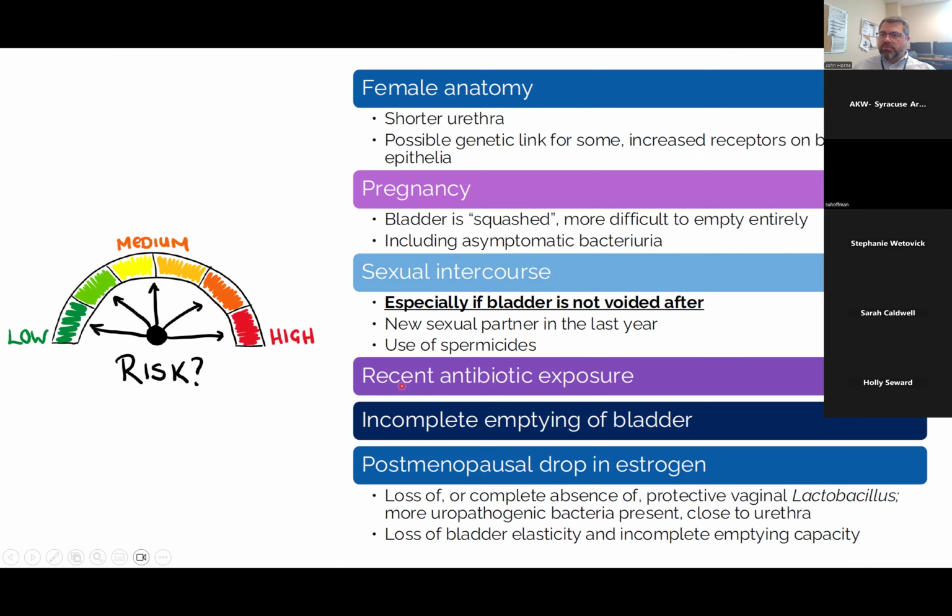someone for asymptomatic bacteria. If someone's treating a person for asymptomatic bacteria, it puts them at risk of getting a urinary tract infection within the next few weeks. Incomplete emptying of the bladder, postmenopausal drop in estrogen.